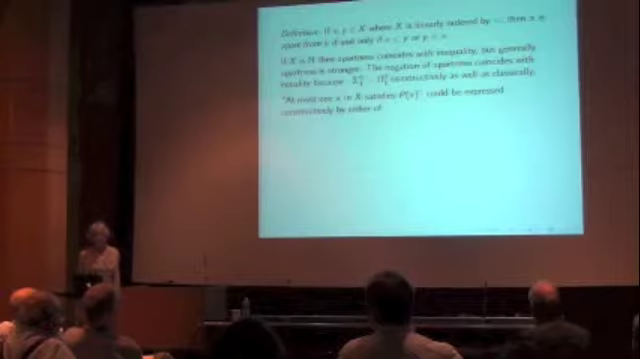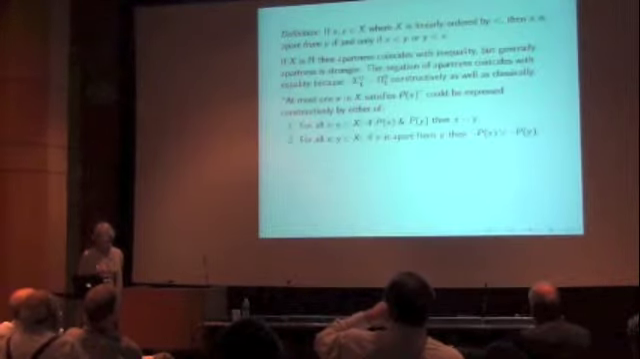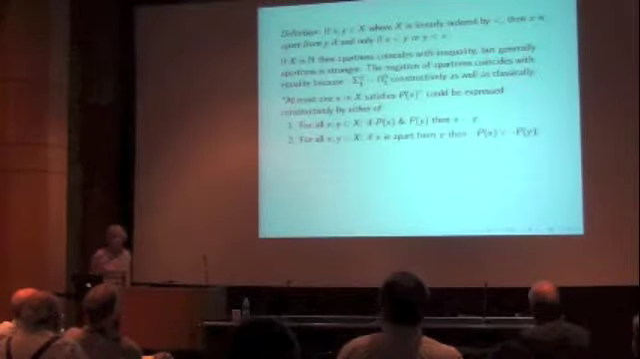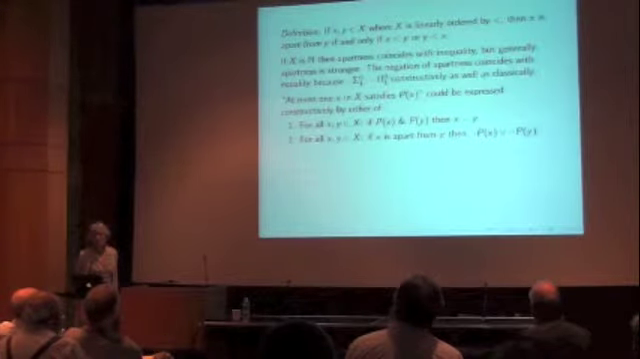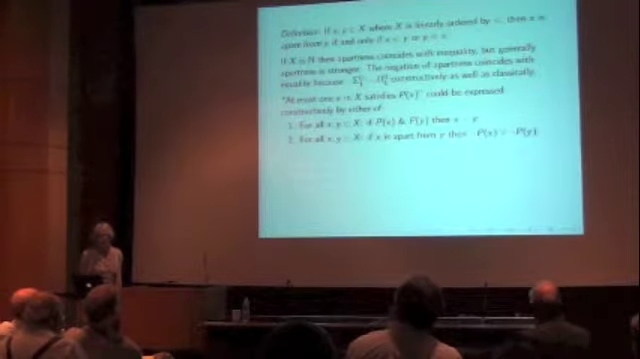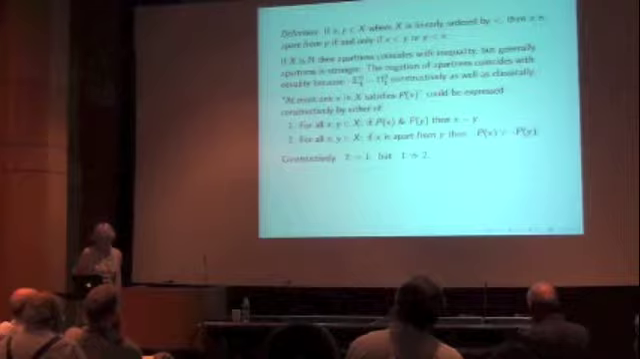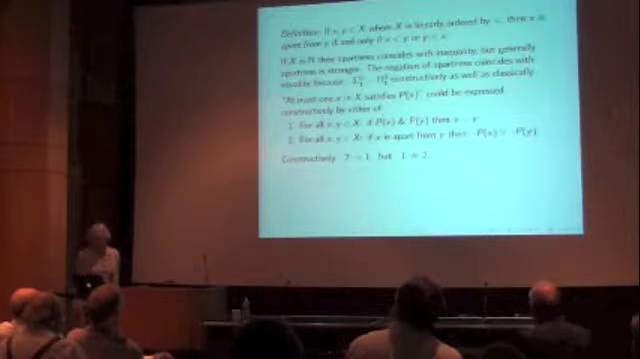So "at most one x in X satisfies P" could be expressed constructively either by, for every x and y, if P holds of x and P holds of y, then x is equal to y, or by, for every x and y, if x is apart from y, then not P of x or not P of y, which requires a decision. Constructively, the second condition implies the first, but the first does not imply the second in general.